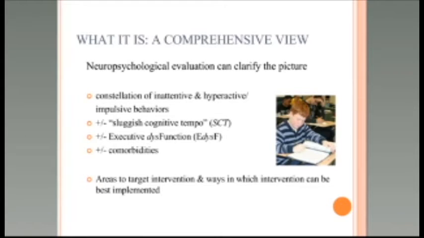Commonly, children with ADHD also show a pattern of some level of executive dysfunction or executive difficulty, and we'll talk about that more specifically, as well as a pattern of comorbidities or co-occurring conditions, which may further complicate treatment. But it's important to identify the co-occurring conditions, as these offer areas to target intervention and ways to best implement supports for the child and/or family.